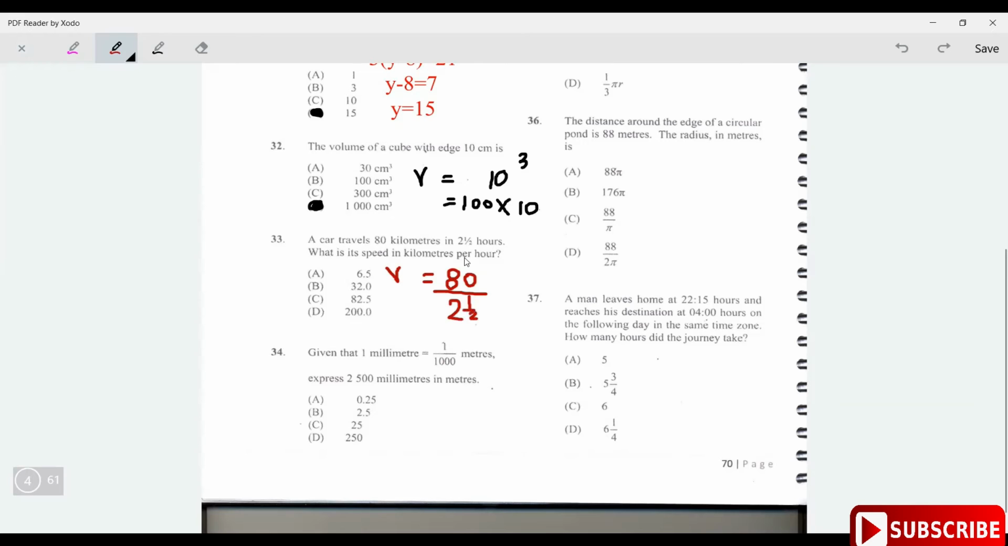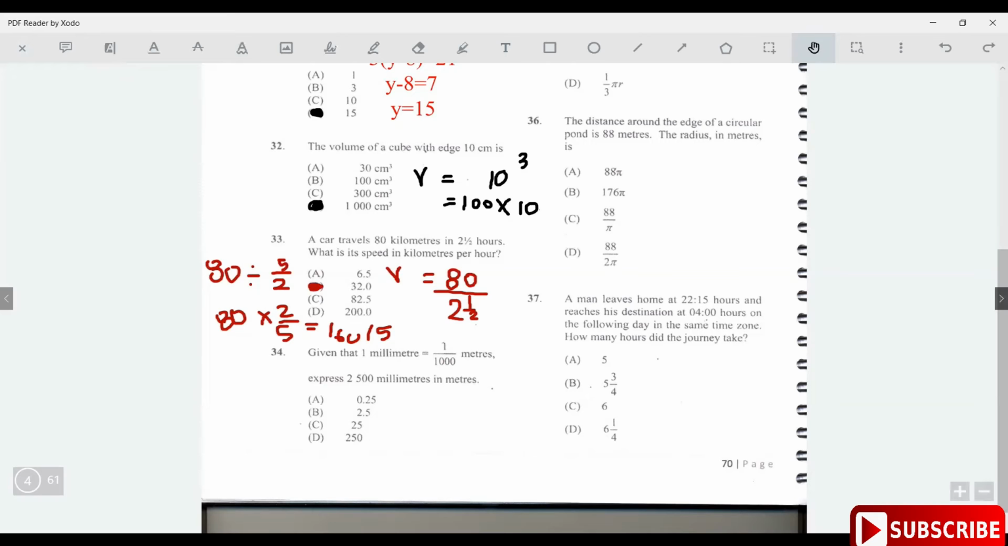Now, many persons might say, sir, but you're dividing by a fraction. So what is the problem? Rewrite it: 2.5 is 5 over 2. And so what you get is 80. Instead of dividing by 5 over 2, we reciprocate it and multiply by 2 over 5. 80 times 2 is 160. And so we find 160 divided by 5. 160 divided by 5 is 32. Easy question, too easy.